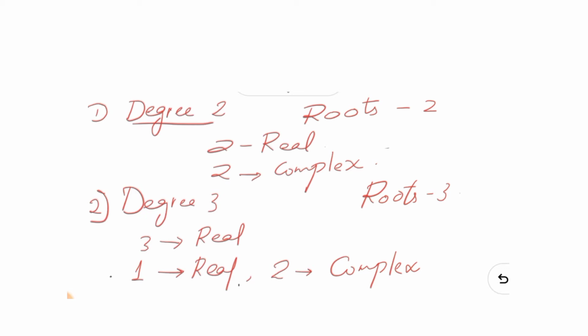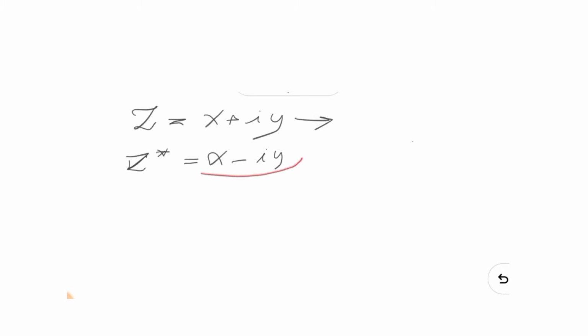So here we get a question: can two roots be real and one be complex? Is it possible? Here the answer is a big no. Because in the case of complex equations, if a complex number is a root, then the other root will compulsorily be the conjugate of the first complex root. So if a root is a complex number, there will be a second root which is also a complex number, and that will be the conjugate of the first root.